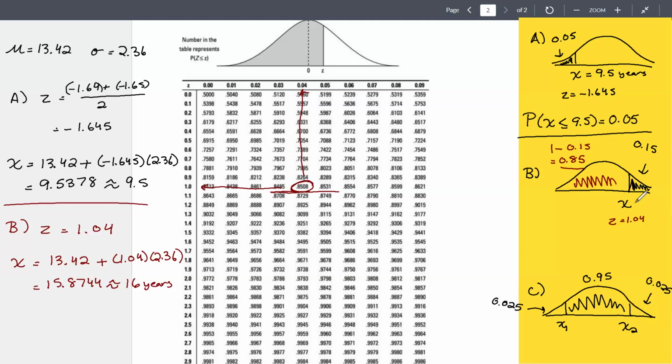Everything's rounded anyway. So we're going to get different numbers later because we're going to do some TI-84 as well, just to show you how that works. So my x here is roughly about 16. If you wanted to, you can say 16 or 15.9. So that would mean that the probability that a dog lives longer than 16 years is about 15%, 0.15.